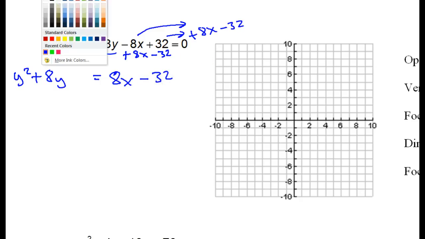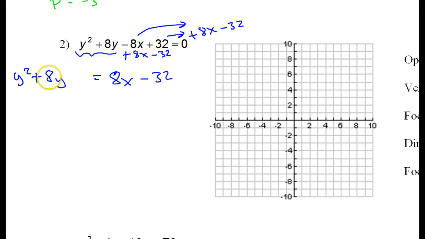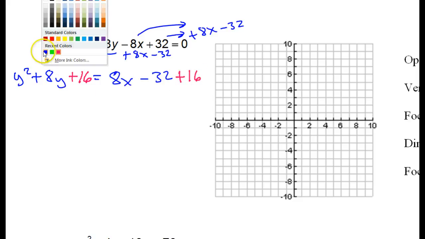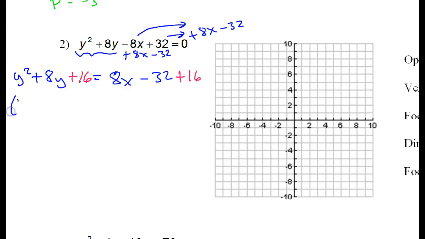Now let's complete that square. Half the middle is squared. So half of this is 4. 4 squared is 16. There you go. Please make sure you do it on both sides of the equation. Common mistake. That will allow us to write this as the same thing twice. So y plus 4 times y plus 4.